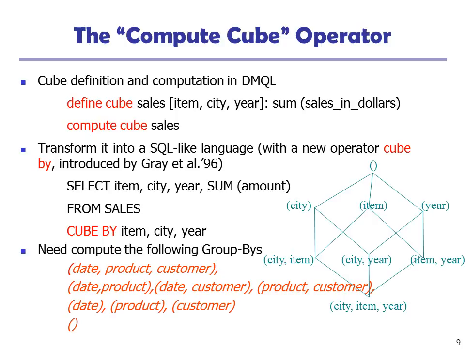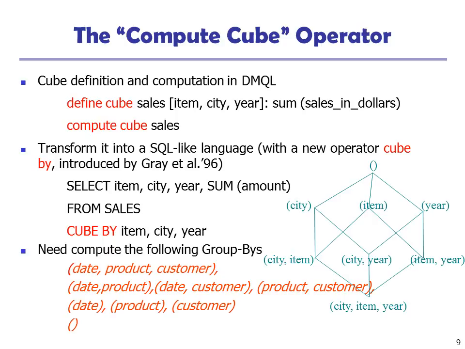Let's say you define a cube on sales and you list the dimensions you're interested in, which are item, city, and year. Then you also list the aggregate measure, which is sum that includes sales in dollars. And you can actually just simply say compute cube sales, by defining the dimensions which should be a part of the cube and the measure, you should actually get a data cube. You should be able to form a data cube in your database.